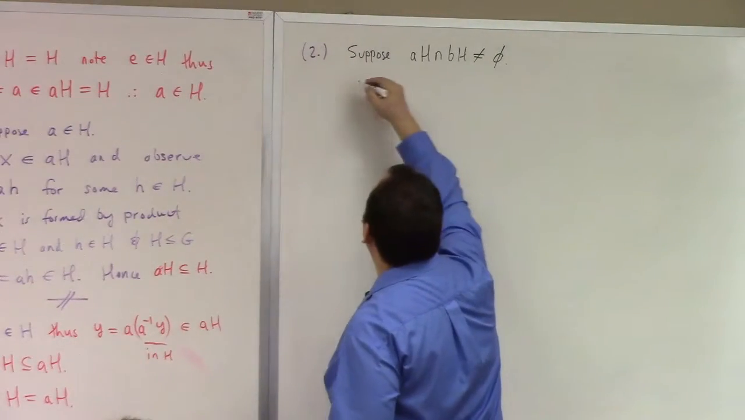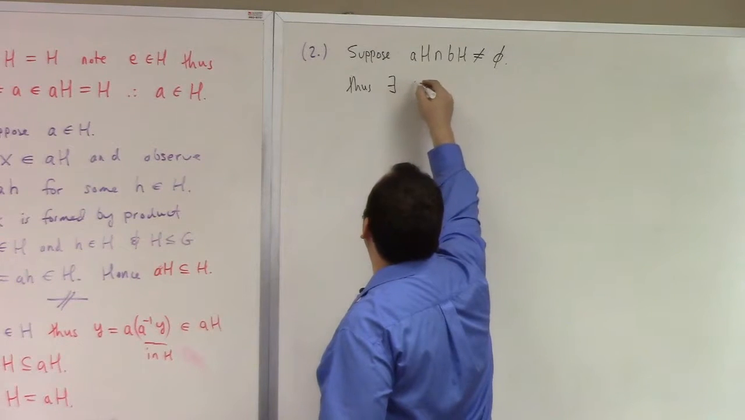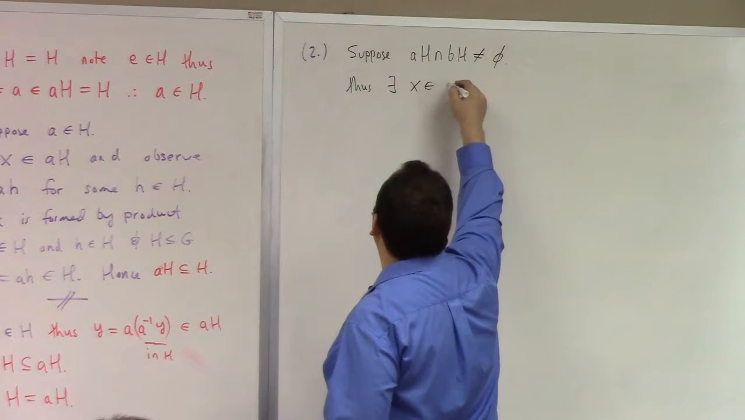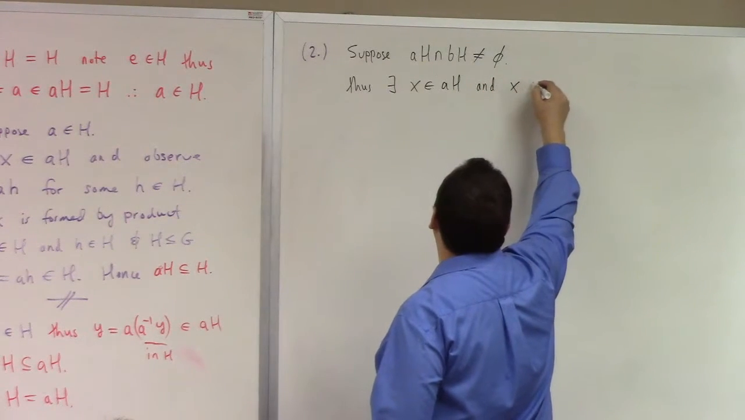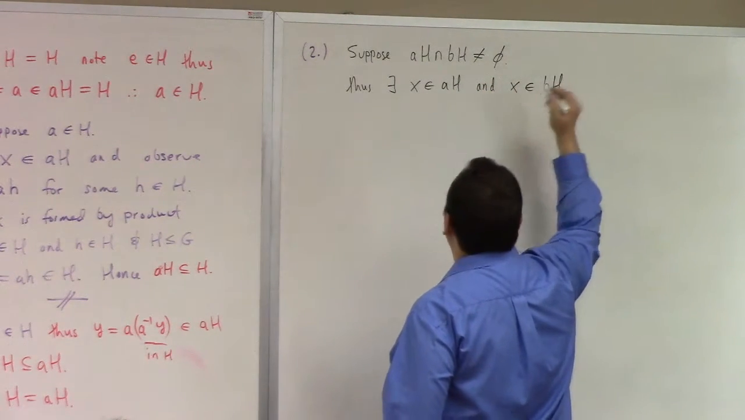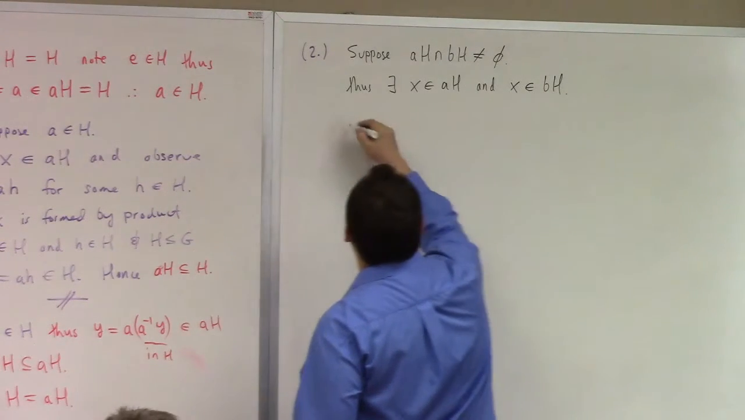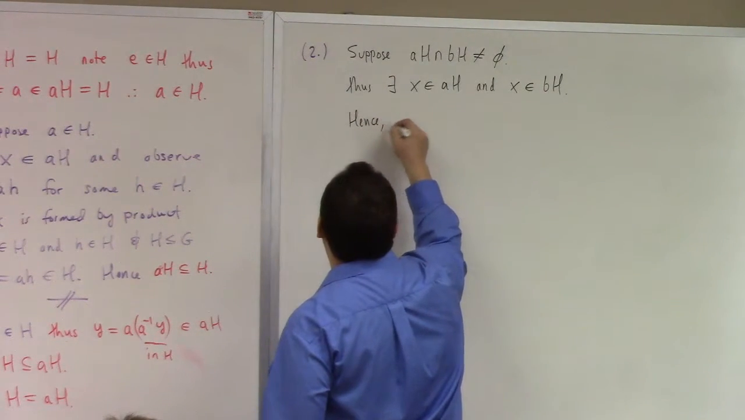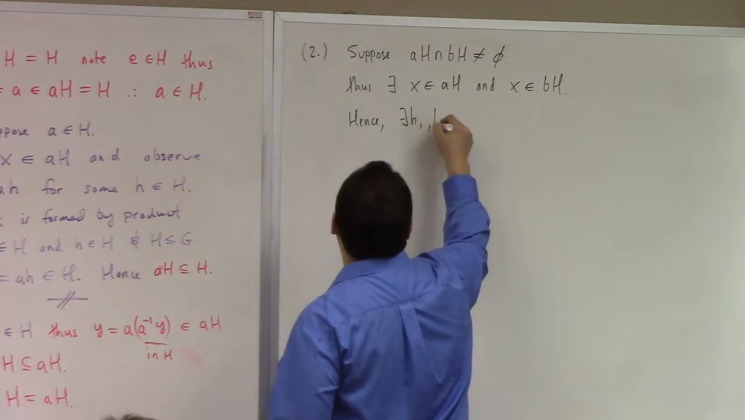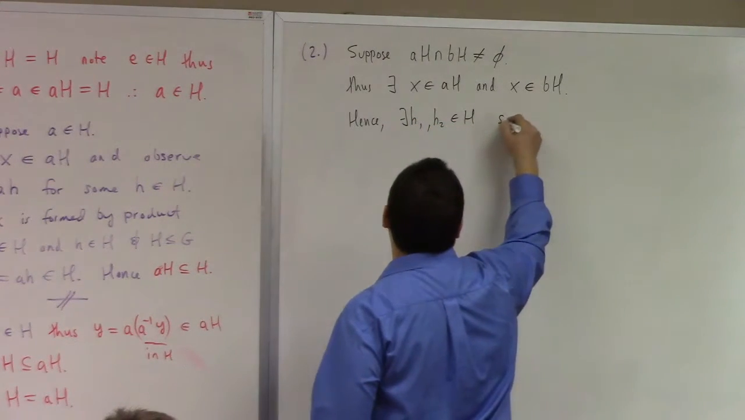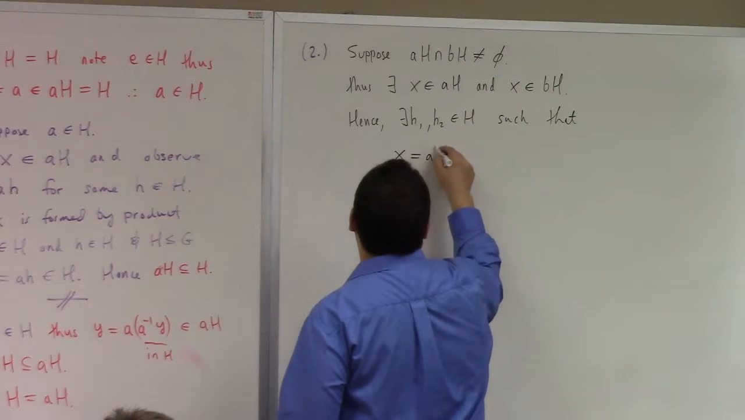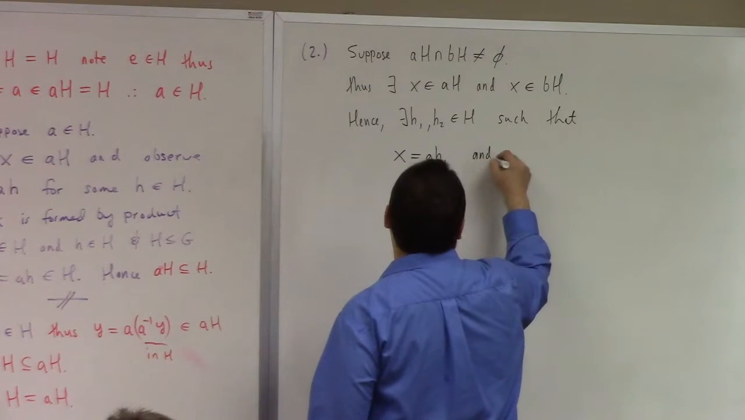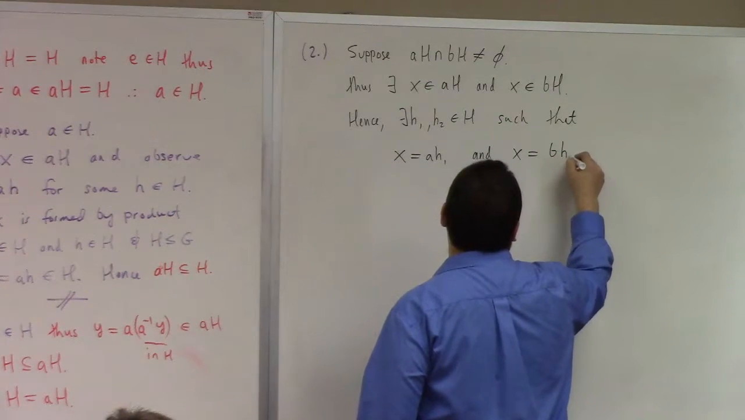Okay. So if this is not empty, there exists what? Like X, an element of the intersection, right? Which means it's in both things, right? What does that mean then? There have to exist, say, H1 and H2 in H, such that X on the one hand is AH1, but X on the other hand is BH2.